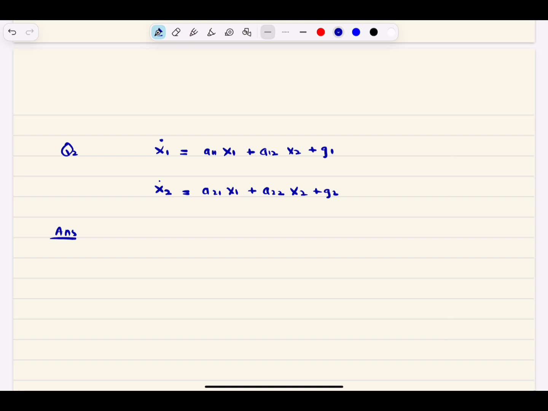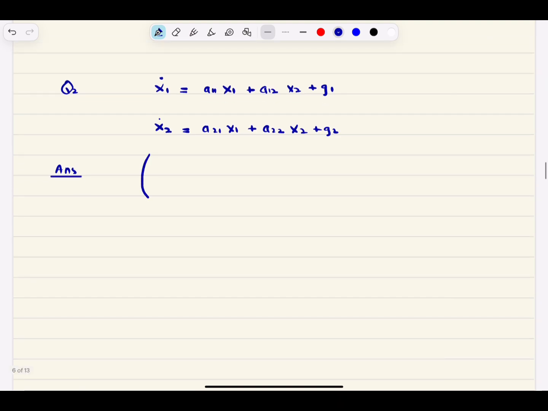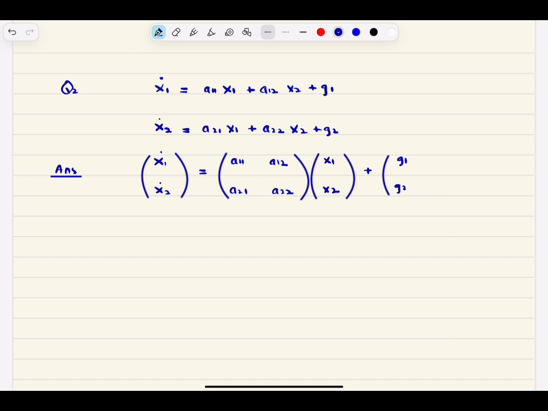Again, you convert it into matrix form. You say this is x1 dot, x2 dot, then you have a 2 by 2 system with a11, a12, a21, a22, and you have x1 here, x2 there, and then you have g1 here, g2 there. So you have a system like this: x dot is equal to Ax plus some constant g.